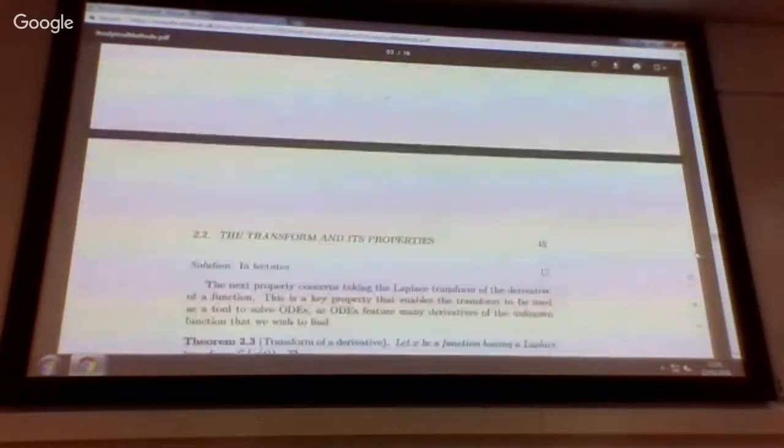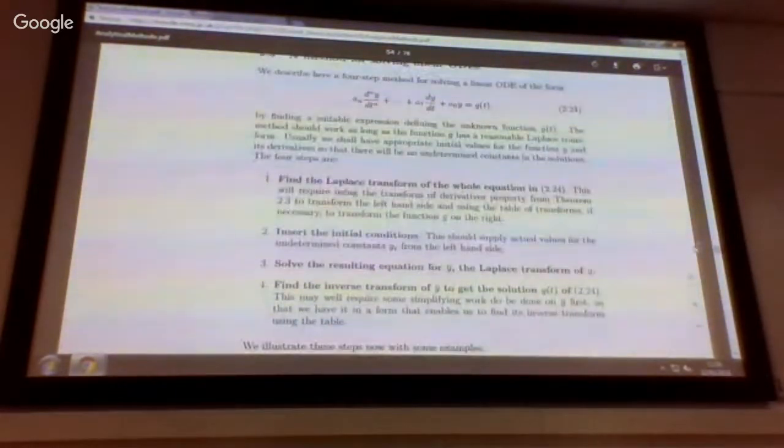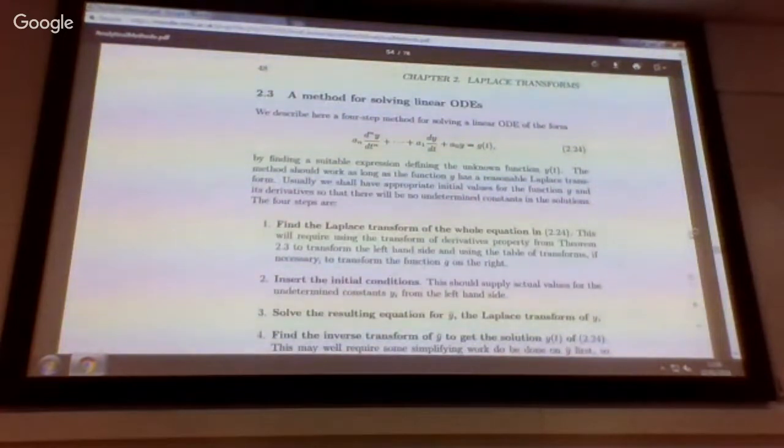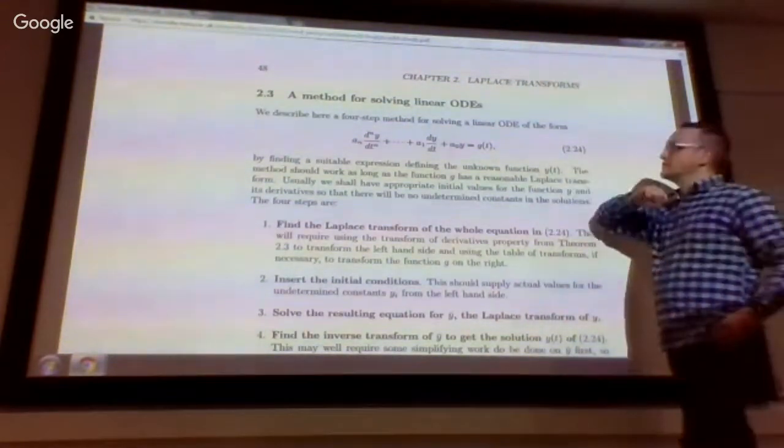So now we're going to show how these all fit together to solve differential equations. So we go to page 48 in our notes. I'm going to give a short description of the method here and then show you at least a couple of examples. Okay. So this is the whole point of this chapter.